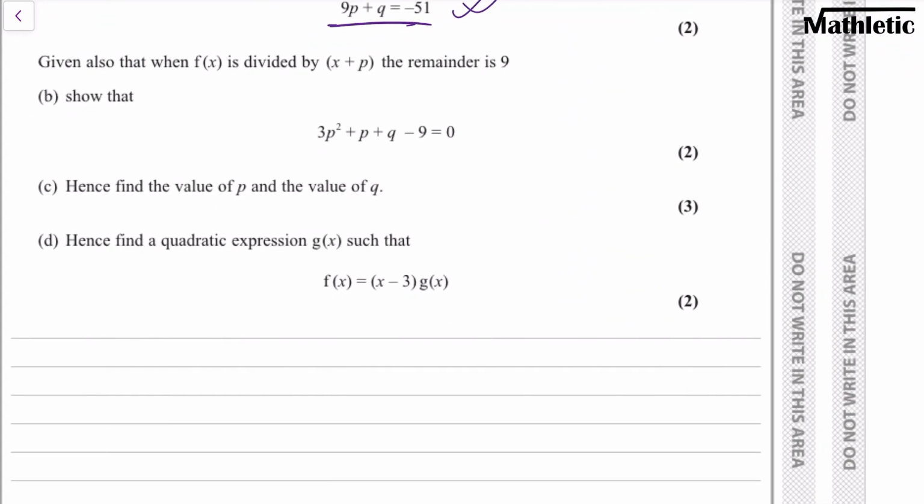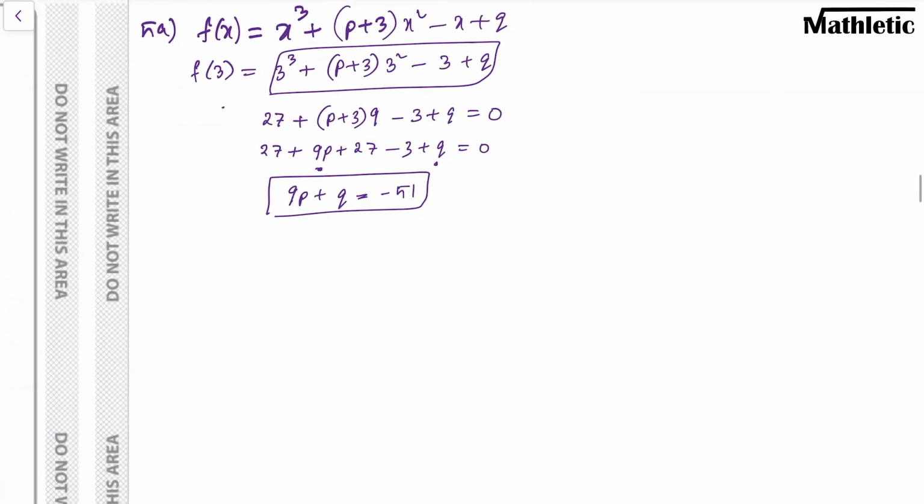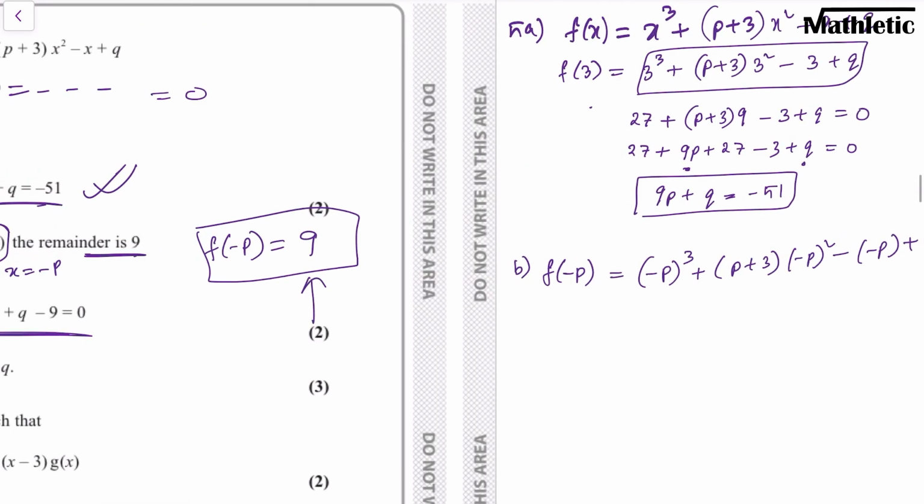Next, when f of x is divided by x plus p, it means x is minus p. The remainder is actually 9. It means f of minus p should be 9, and that will give us the second expression. So I will try to find f of minus p. That means I will substitute x with minus p in this expression, and that will be equal to 9.